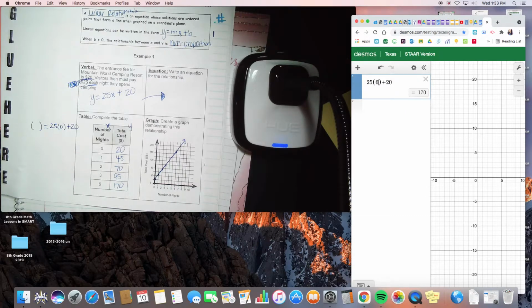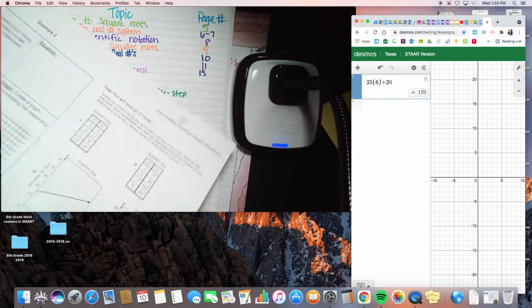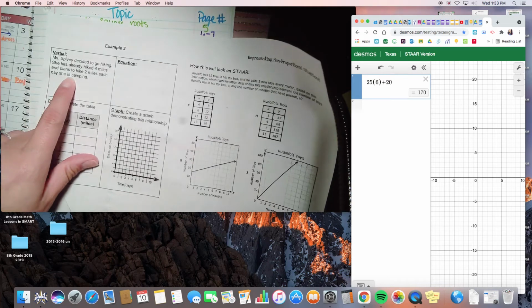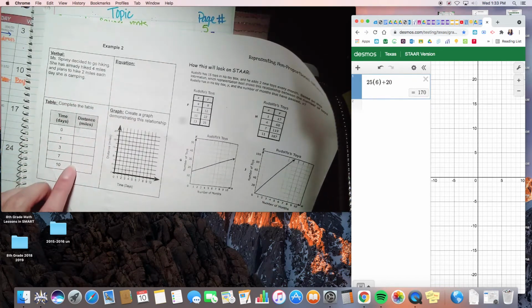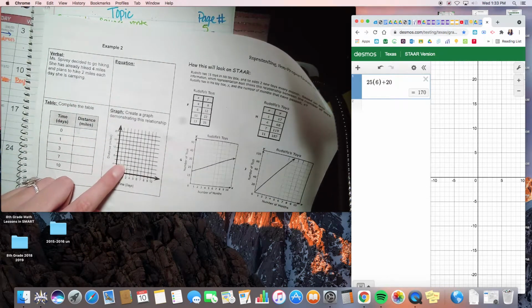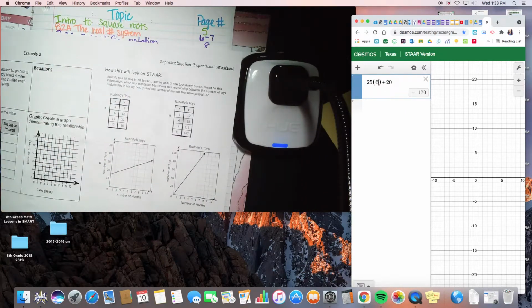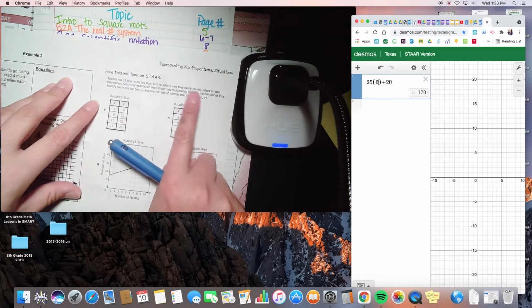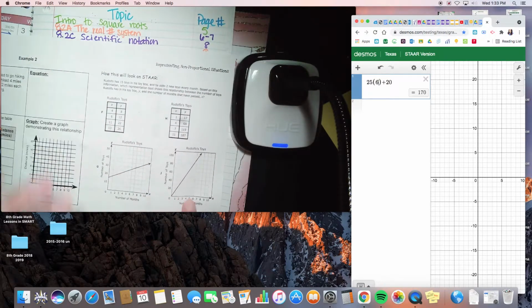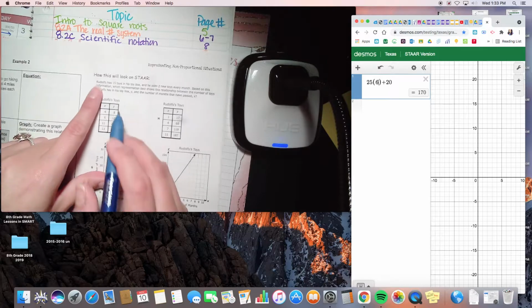Okay. You are going to now go ahead and create an equation here for this verbal. Create your table and then plot your points. Okay. I'm going to now show you how this would look on STAR. On STAR, they would give you a word problem and then tell you to match it to each one. So here's how you're going to do that.